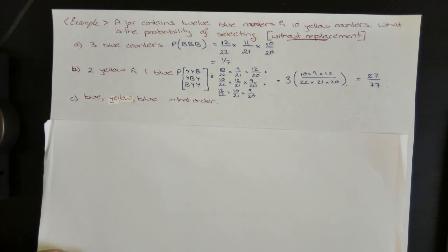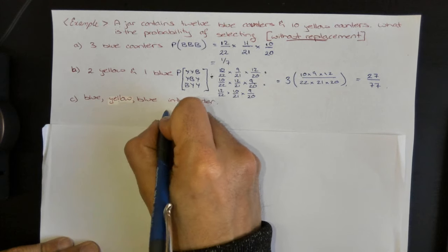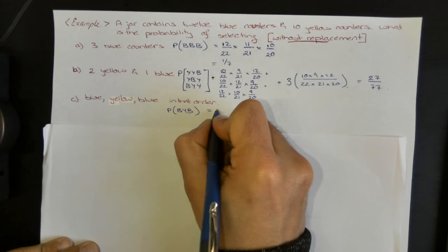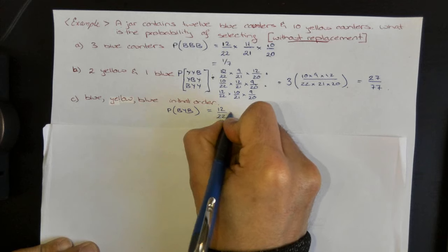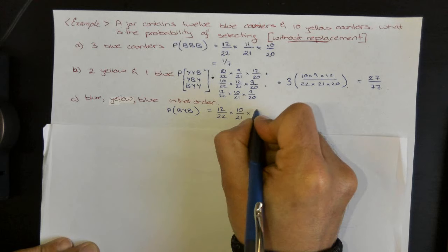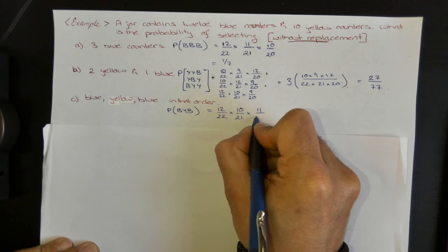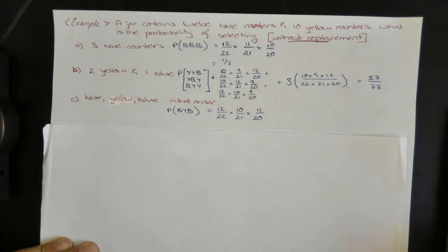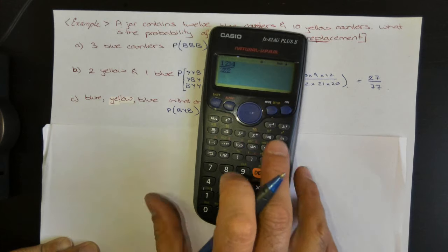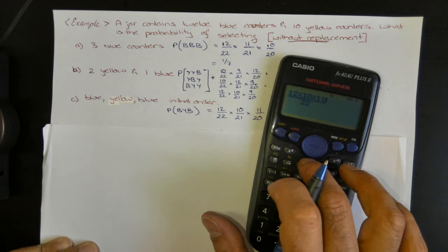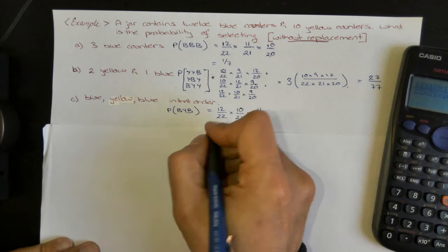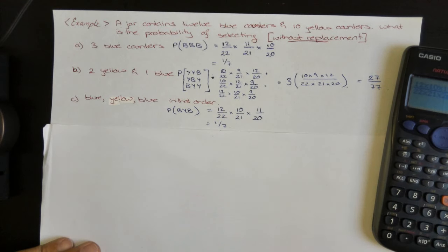Okay. So if I wanted blue, yellow, blue, well then that was 12 over 22 times 10 over 21 times 11 over 20. So 12 over 22 times 10 times 11 on the top, 22 times 21 times 20, I get 1/7.